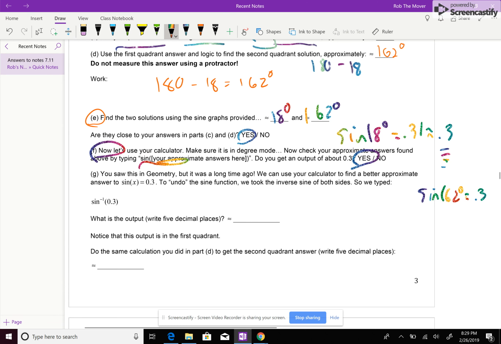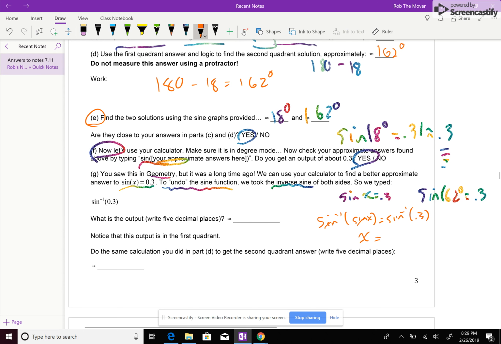We saw this in geometry a long time ago, and we've seen it recently. You can use your calculator to find approximate values of sine of x equal to 0.3 by undoing the sine function, taking the inverse sine of both sides. If we solve sine of x equals 0.3, what do you have to do to both sides? You have to take the inverse sine of sine of x and the inverse sine of 0.3. Inverse sine of sine of x gives us x on the left, and on the right we get inverse sine of 0.3.